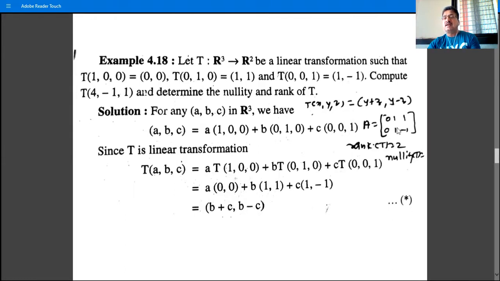And then find the rank of A, the rank of T and the nullity of T. Nullity means the dimension of the kernel of T, and rank is the dimension of the range of T. So from the matrix A, find the basis and dimension of the range of T and the kernel of T. By the previous method, the rank of T is 2 and the nullity of T is 1. Nullity of T is 1 because there are 3 columns, and so rank of T is 2 and nullity of T is 1. Their addition is 3.